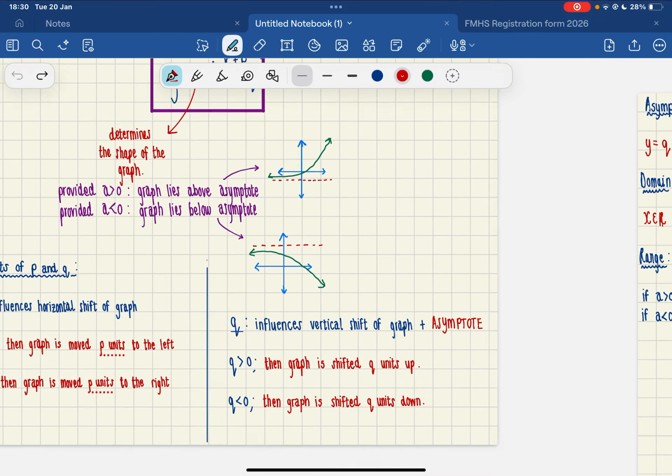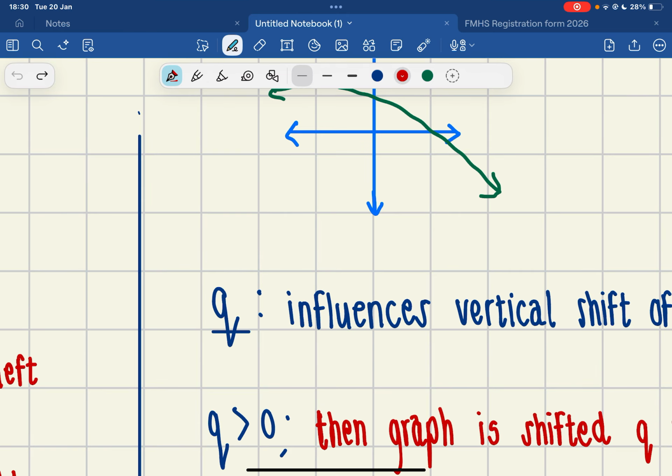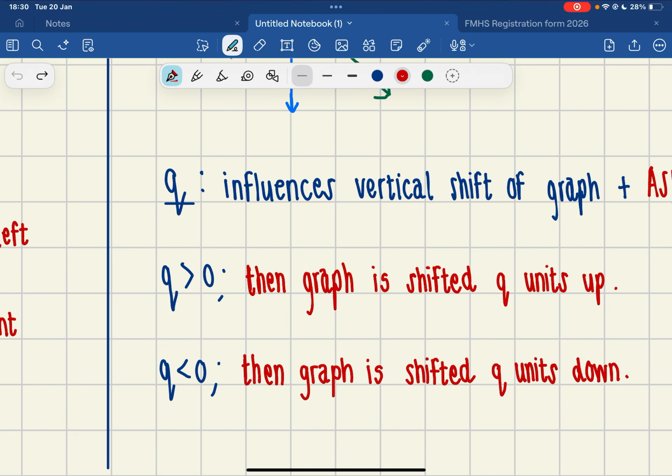Quick recap. Effect of p: if p is positive, we've shifted p units to the left. If p is negative, we've shifted p units to the right. The influence of q: if q is positive, the graph has been shifted up. And if q is negative, the graph has been shifted down.